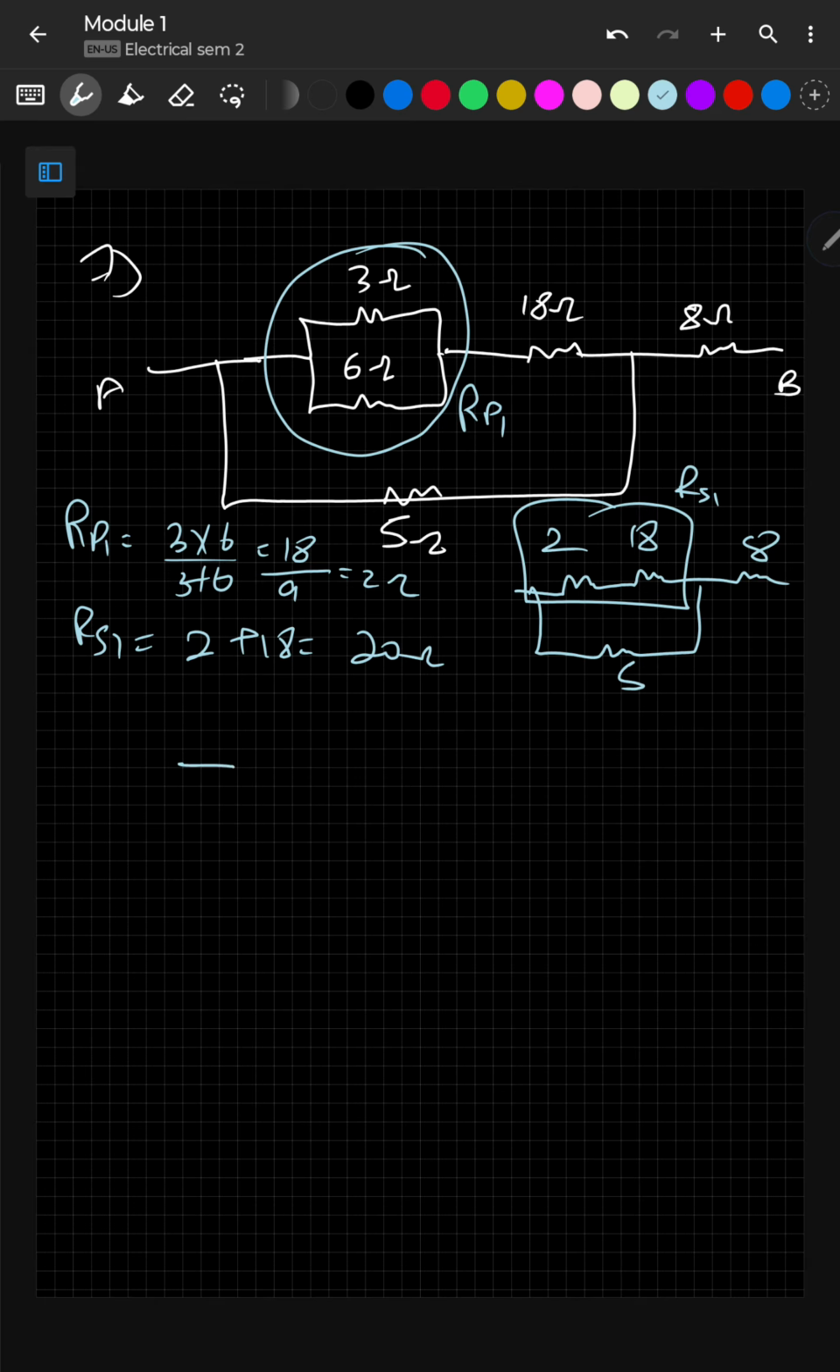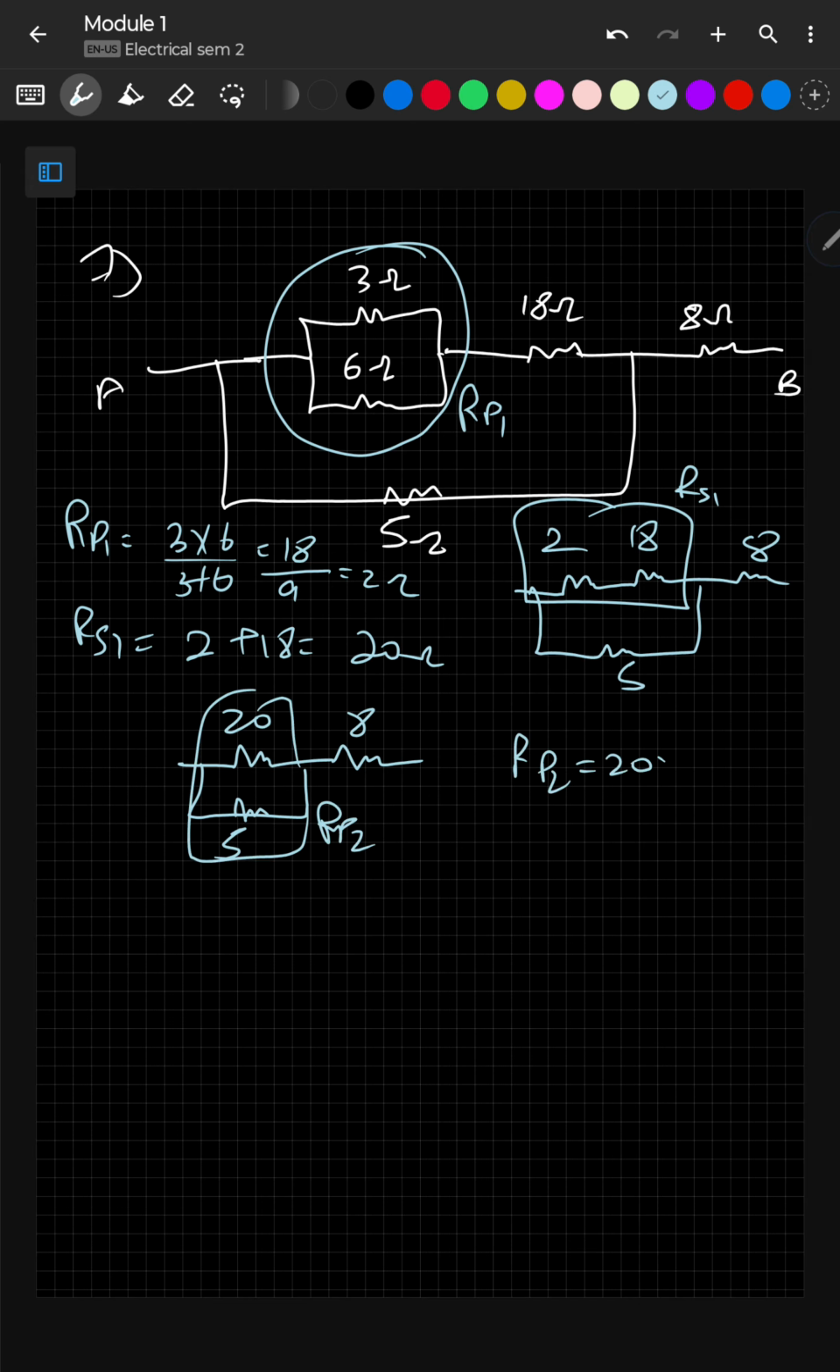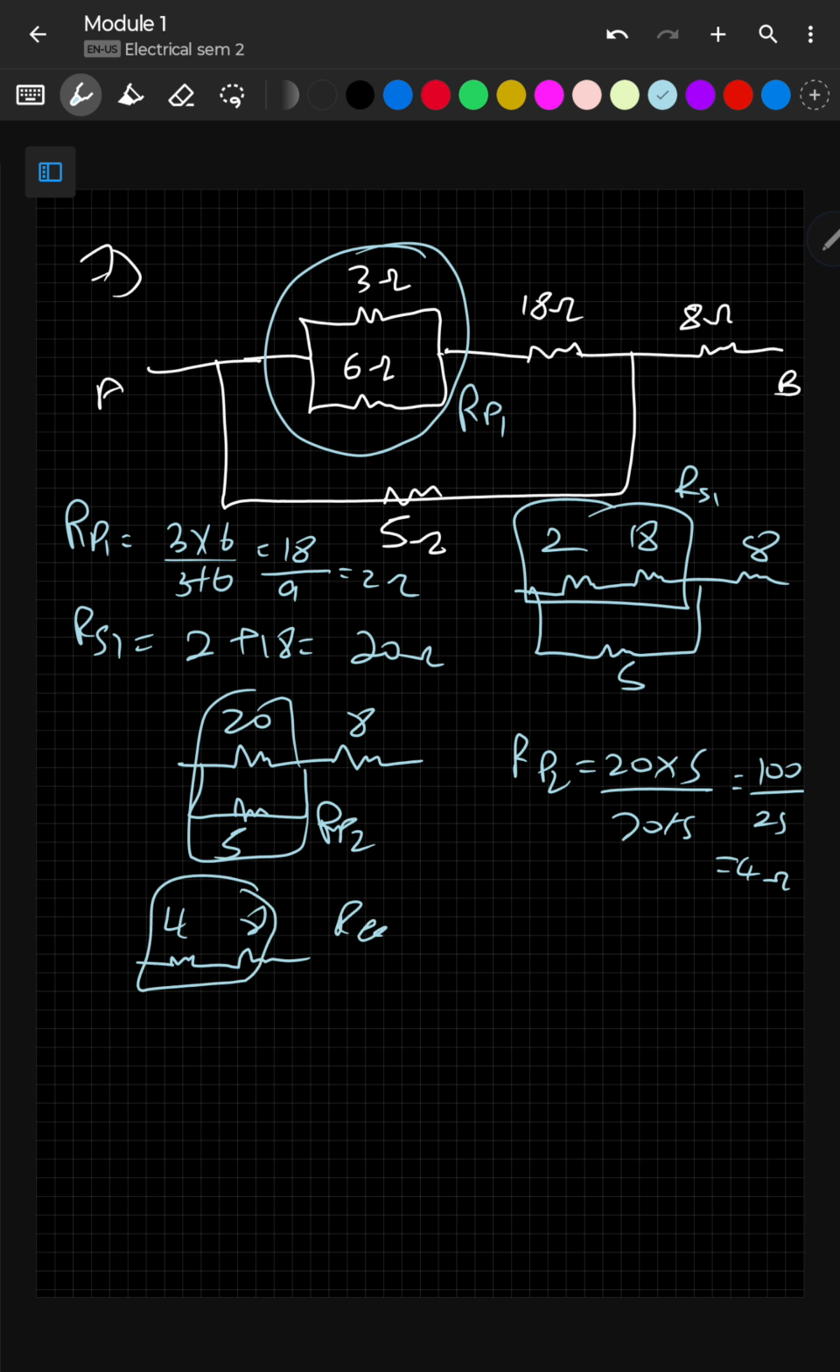Now again let's redraw. 20, 5. These are in parallel. RP2 equals 20 into 5 by 20 plus 5. That's going to be 100 by 25, which is going to be 4 ohm. Now 4 and 8, this I can take as R equivalent, that is equal to 4 plus 8, that is equal to 12 ohm. That's it. We are done.